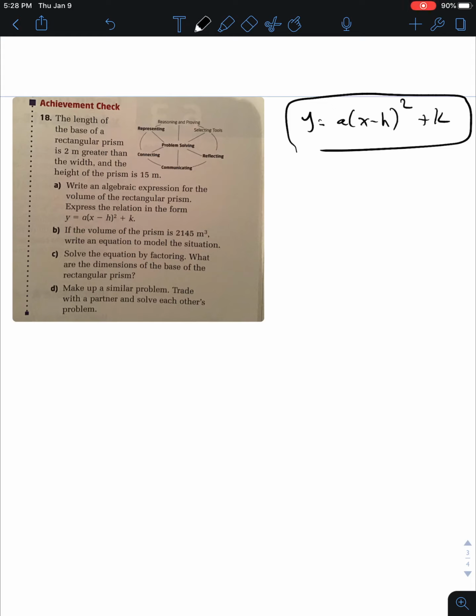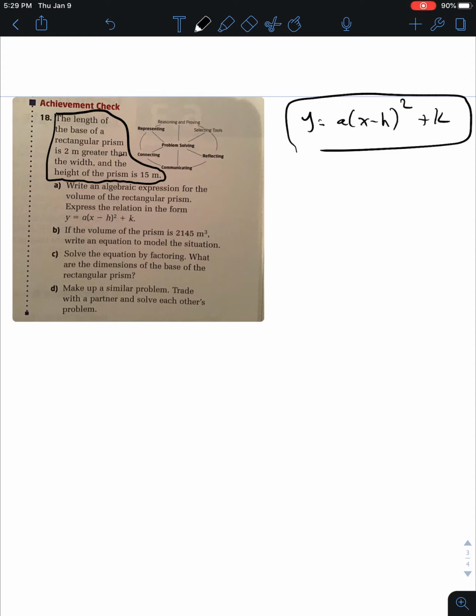So I guess in order to answer part A, we're going to have to look at the information that they've given us up here, right? These can be tricky. But again, we're talking about a rectangular prism, right? And then it says something else here about the base of a rectangular prism is 2 meters greater than the width. And it tells you that the height is 15 meters.